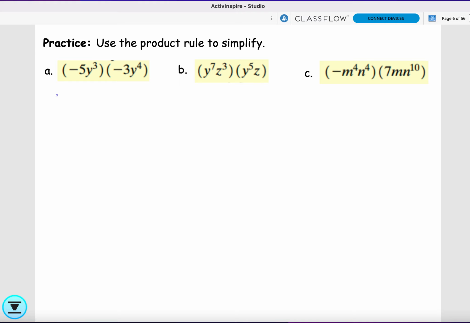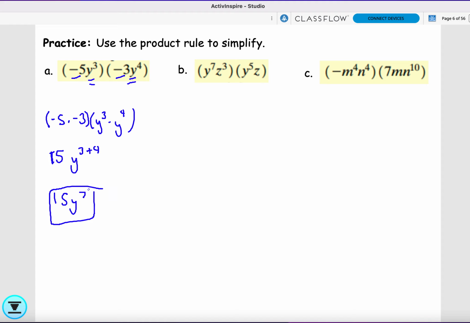A. So remember, I'm going to pull the numbers together and then the letters stay together. So it'll be -5 times -3. Then we have y to the 3rd times y to the 4th. So multiply the two numbers. -5 times -3 is a +15. And then we have y to the 3rd plus 4, which is just y to the 7th. And we're done.